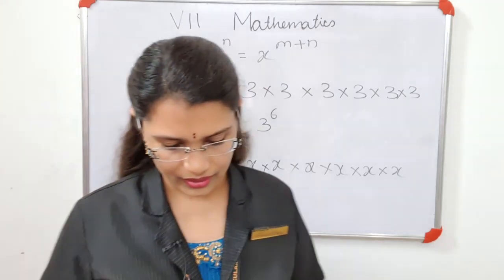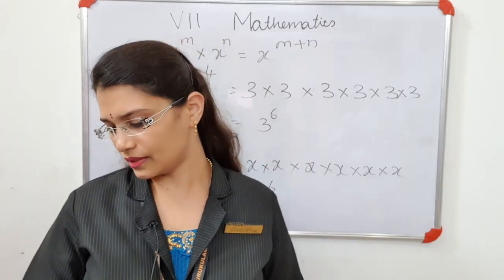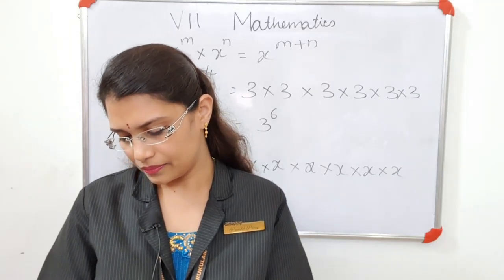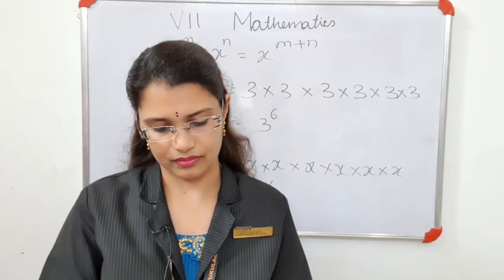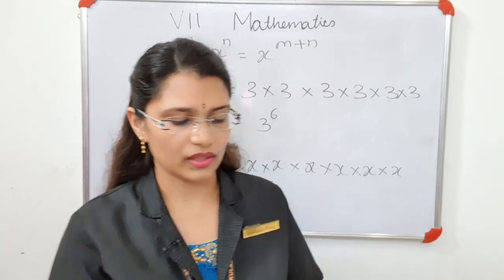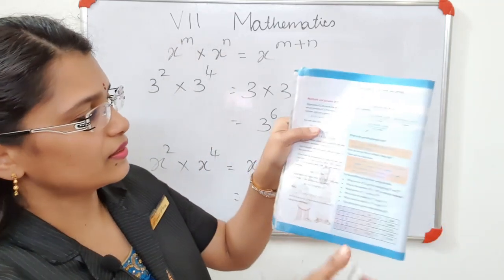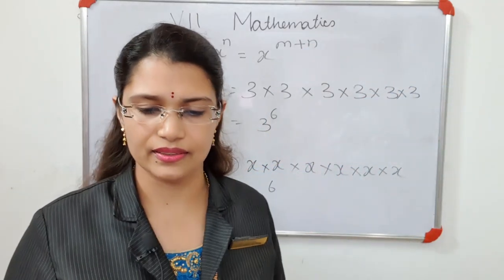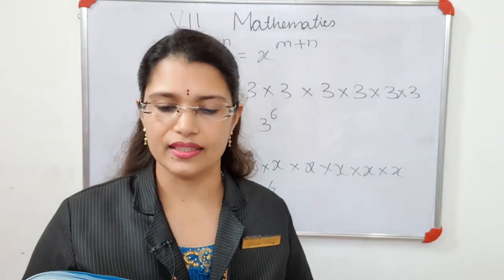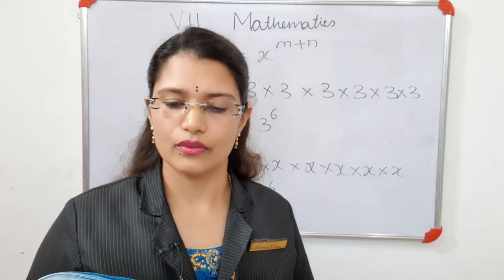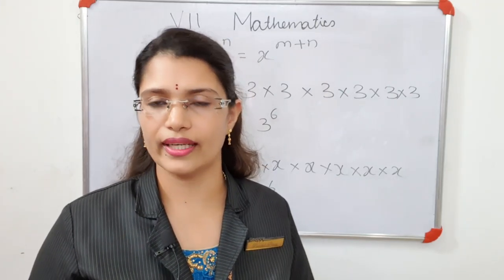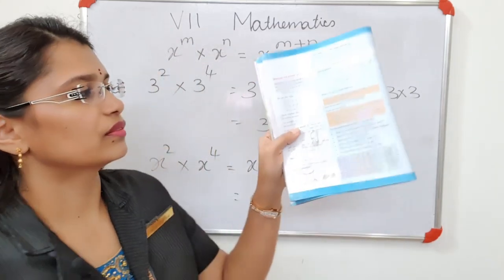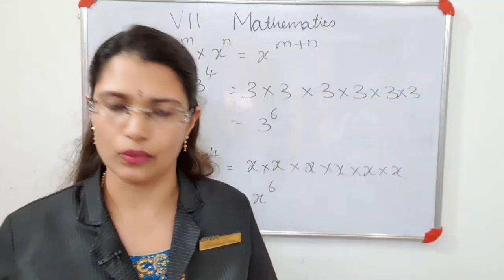Okay. And then take your textbook, page number 58. The rule is given here, which is the general principle. Here x raised to m into x raised to n is equal to x raised to m plus n for all numbers x and all natural numbers m, n. Okay. This you must write in your notebook.